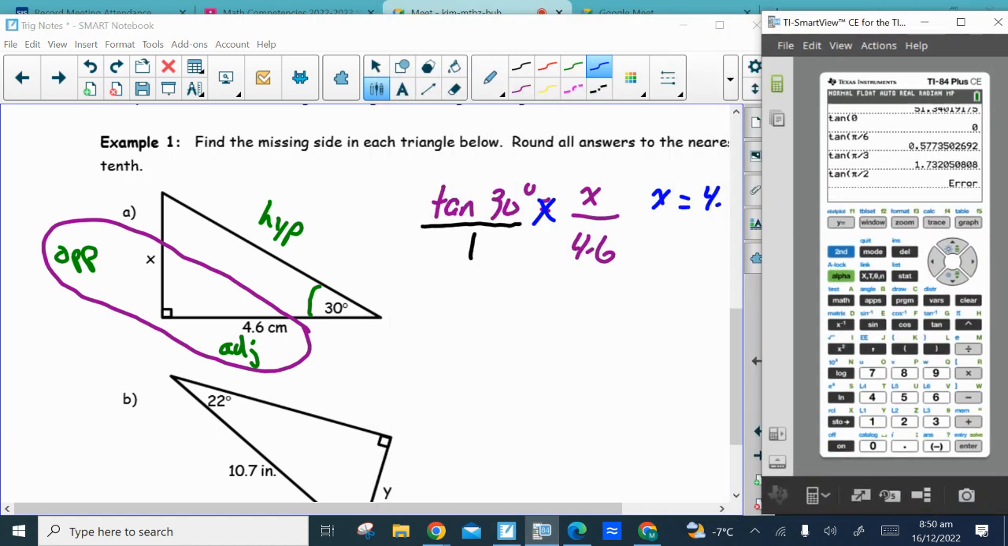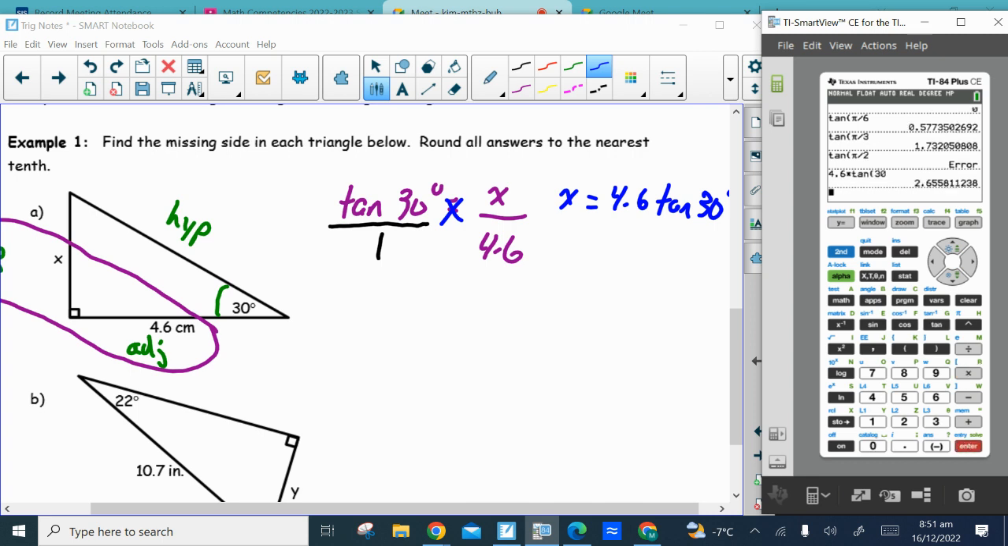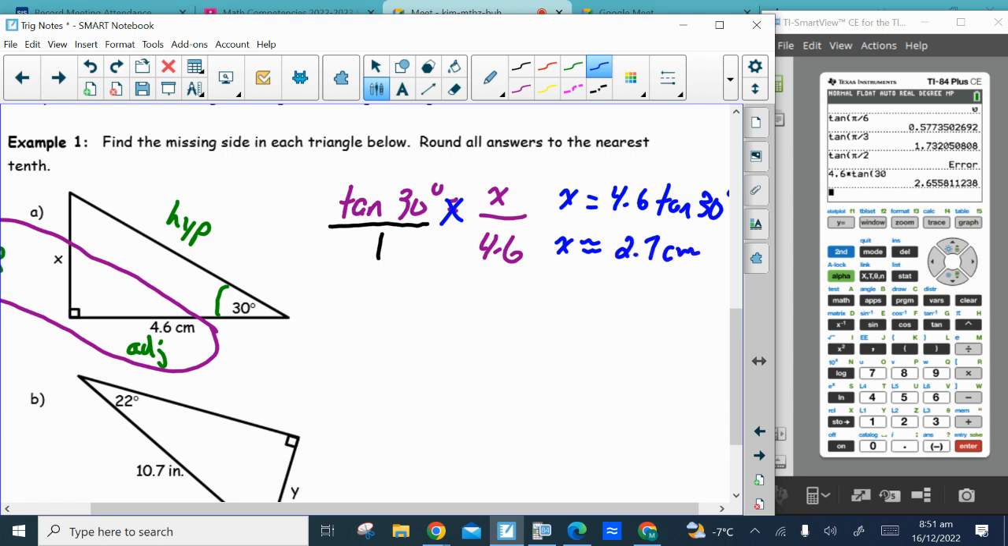All right, so again, you need to be in degree mode. My calculator's in radians right now. I switched it over yesterday for a different class, so I need to make sure I'm in degree mode. And now I can go 4.6 times tangent of 30. And to the nearest tenth, it would be 2.7 centimeters. So there's the value of x.